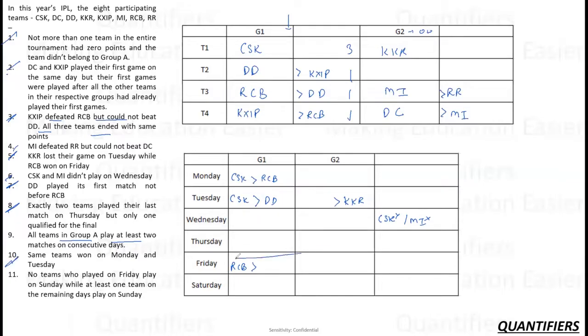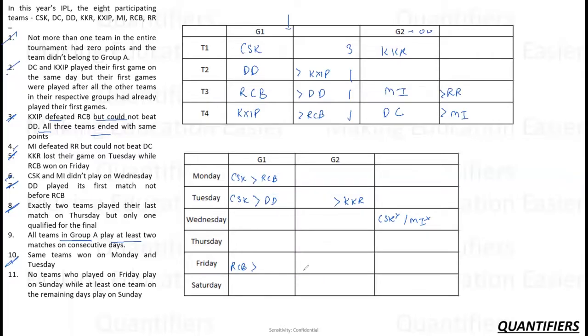No teams who played on Friday play on Sunday. So Friday is the day for losers. No team playing here will play on Sunday, while at least one team on the remaining days plays on Sunday, which means all the other days between the two groups have at least one team which will play in the final.